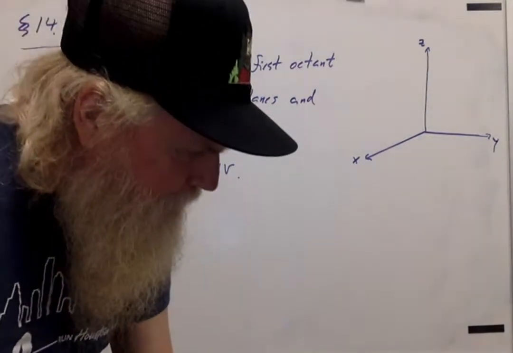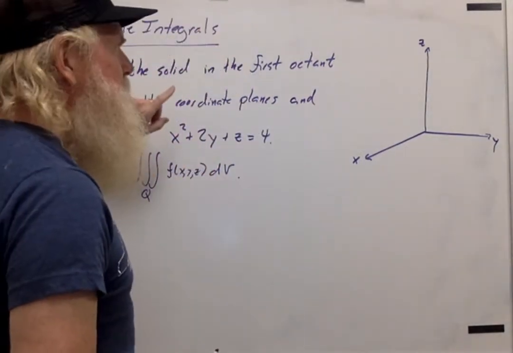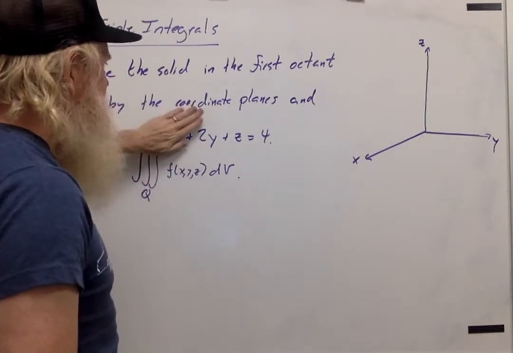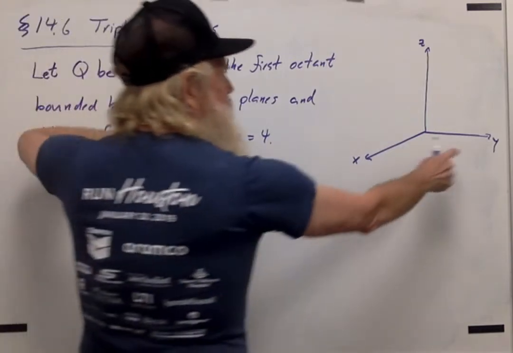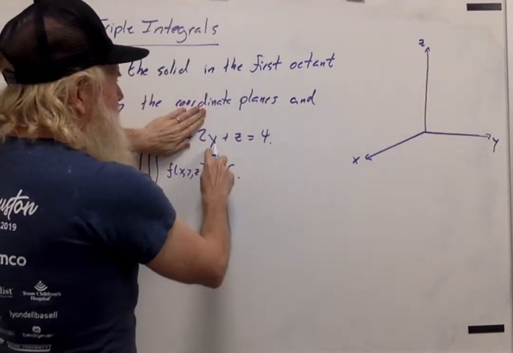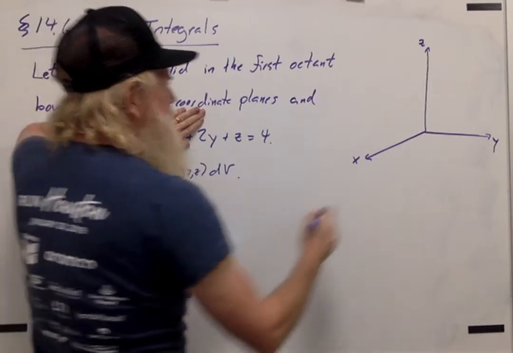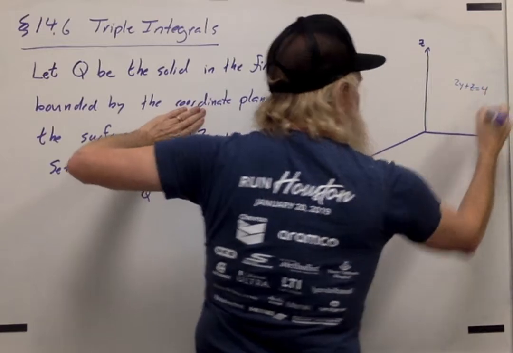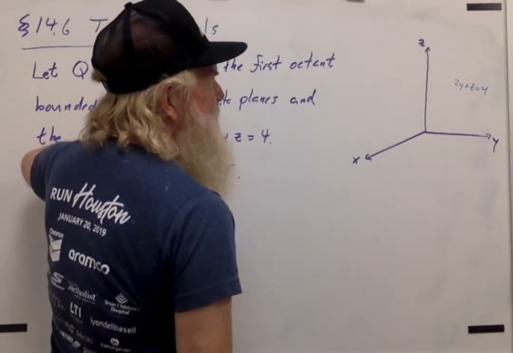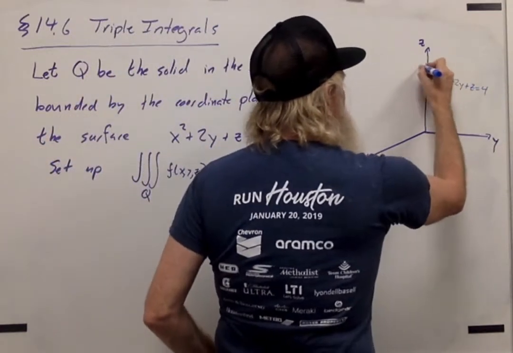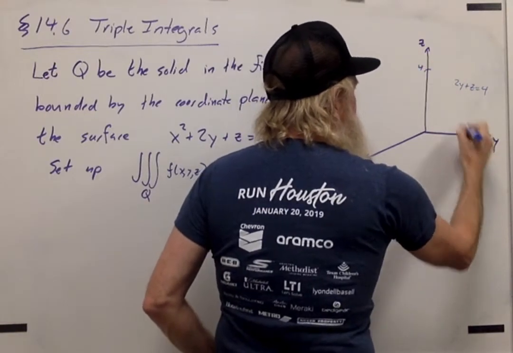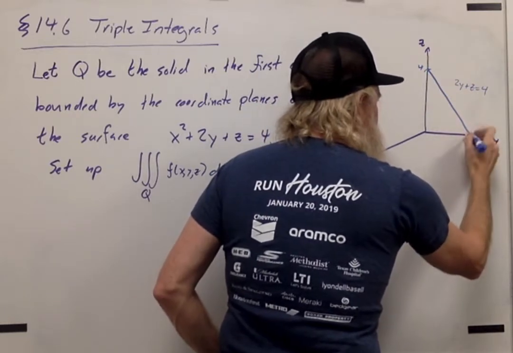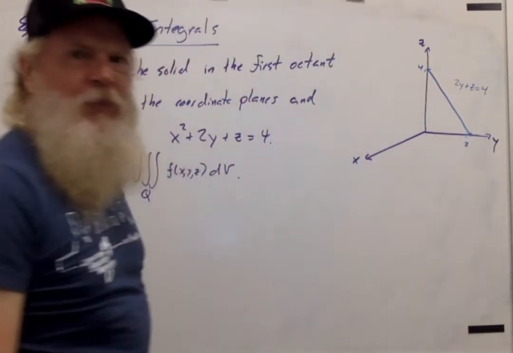So for example, if I want to find the intersection with the yz plane, I can set x equal to 0. So in the yz plane, I get the line 2y plus z equals 4. And clearly that line has a z-intercept of 4 and a y-intercept of 2. So the intersection with the yz plane is that line segment.